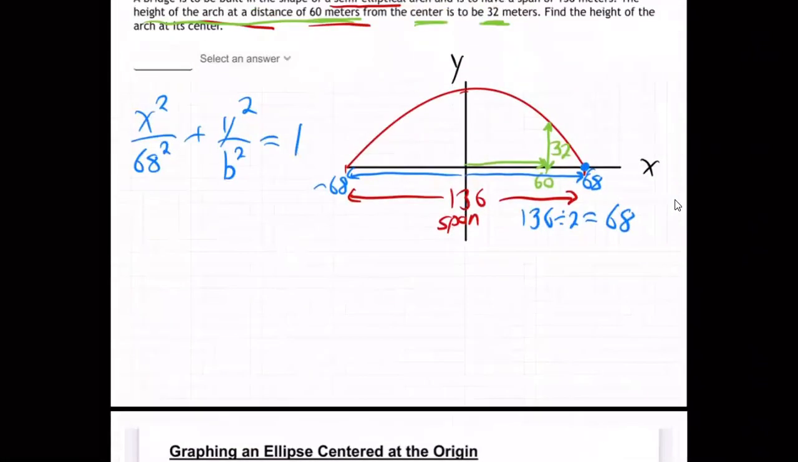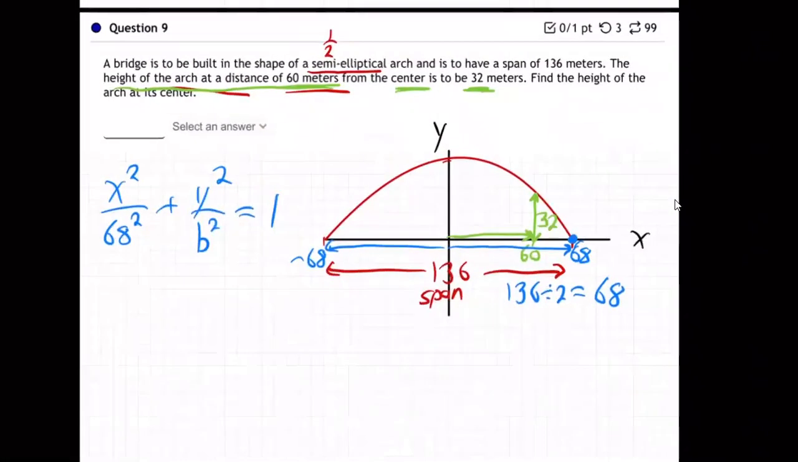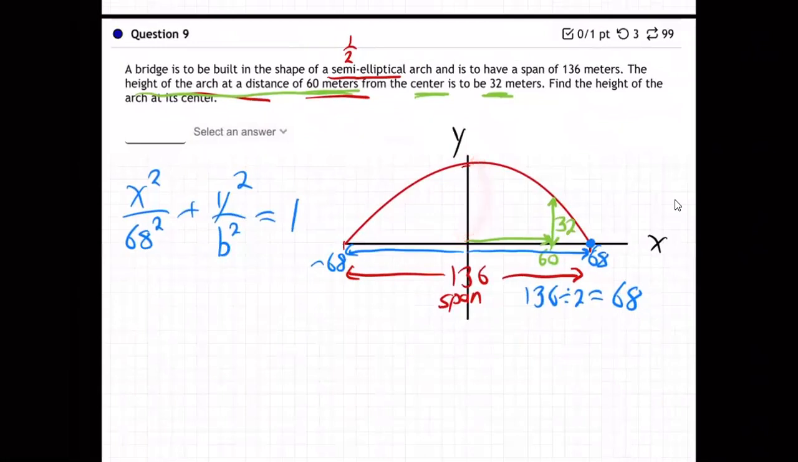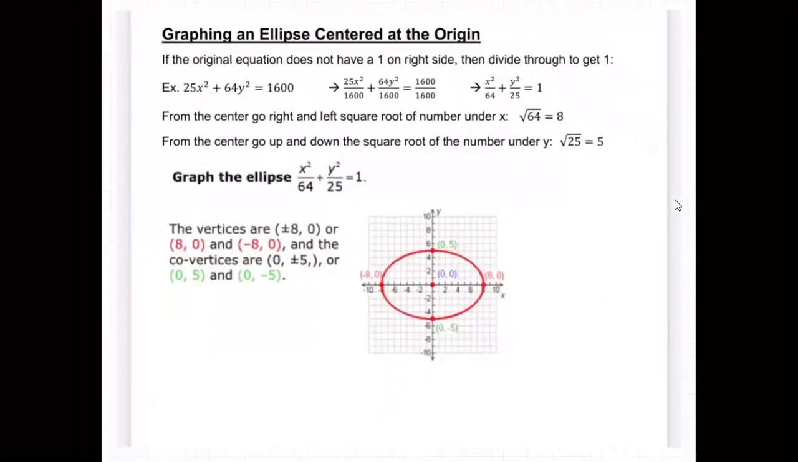Okay, now, how do we get the number under y? Well, you just go up. I drew it, but I don't really know. In fact, that's precisely what they want me to figure out. They want me to find out what b is, how high it is right at the center, right? Find the height of the arch at its center, which is going to be the b. However far up it goes, square that, and you'll get what goes under y. Look at the notes if you're not clear on that.